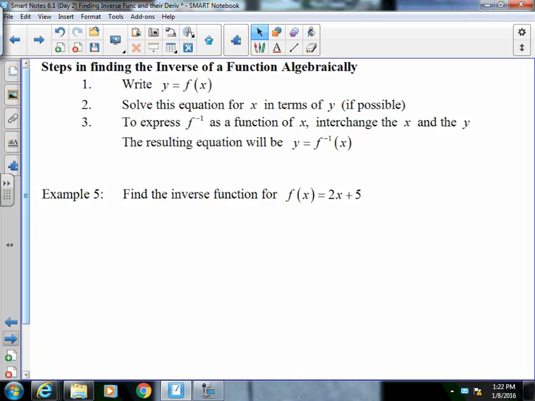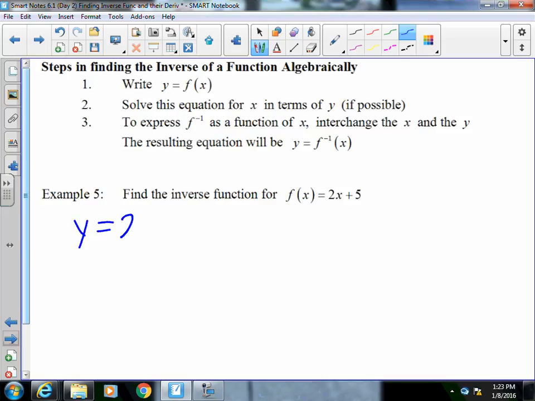Now, let's talk about finding inverse functions. Right? Y equals f of x. Solve this expression for x in terms of y. To express f negative 1 as a function of x, interchange the x and the y, and the result will be the inverse. They might have worded it a little more as need be. You've done this before.